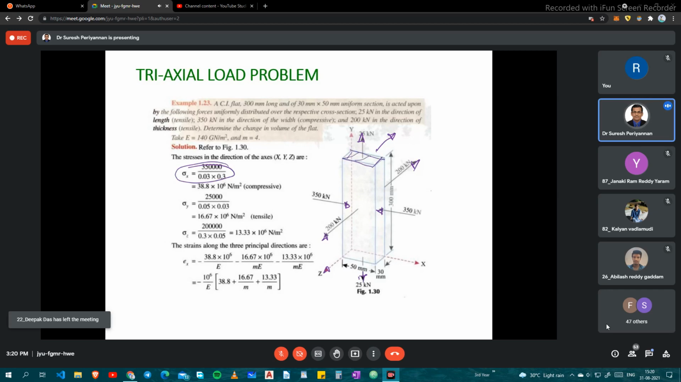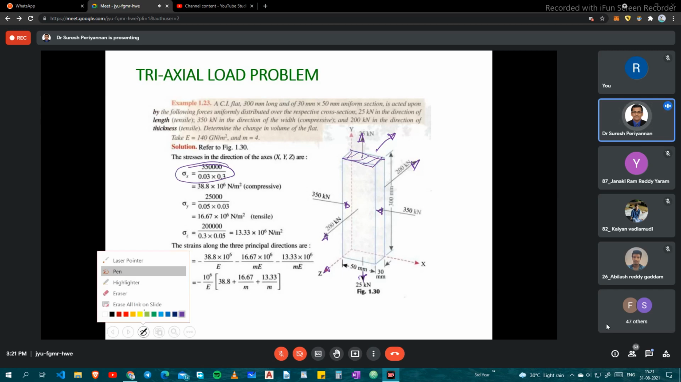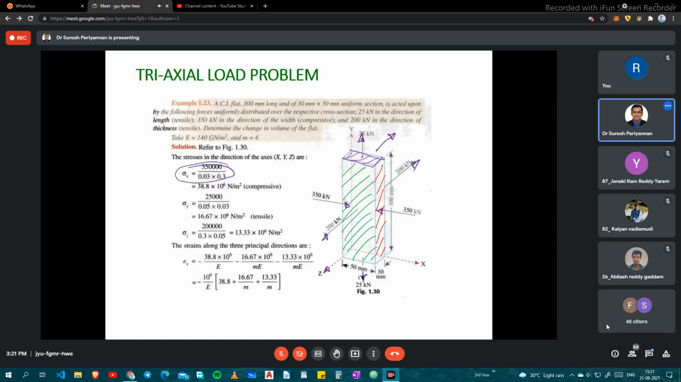This is the x plane, and this is the y plane. Sorry, this is the y plane. The x plane is here, and the y plane is here. Now this is the z plane. Then the dimensions of this plane are already given.